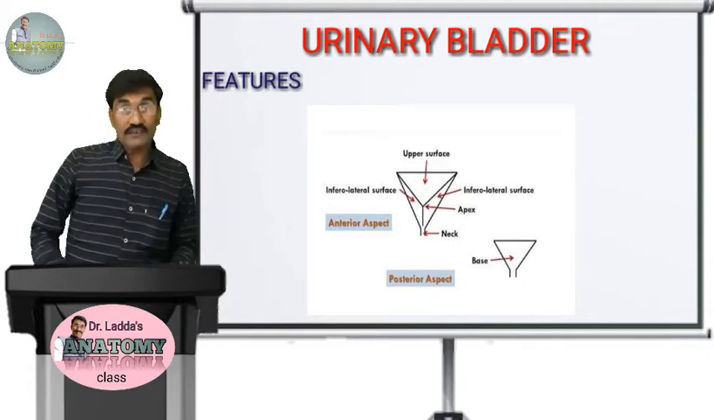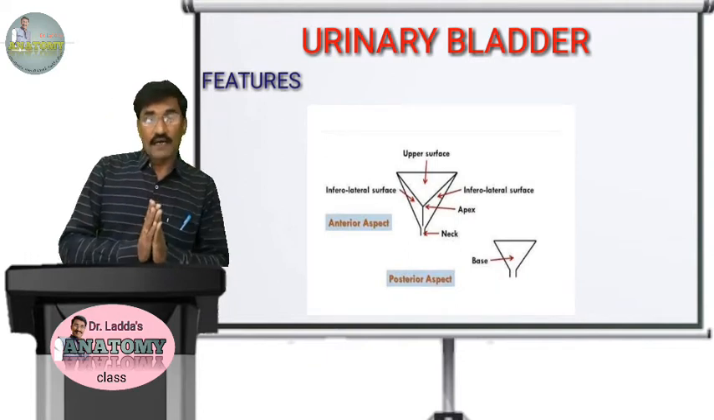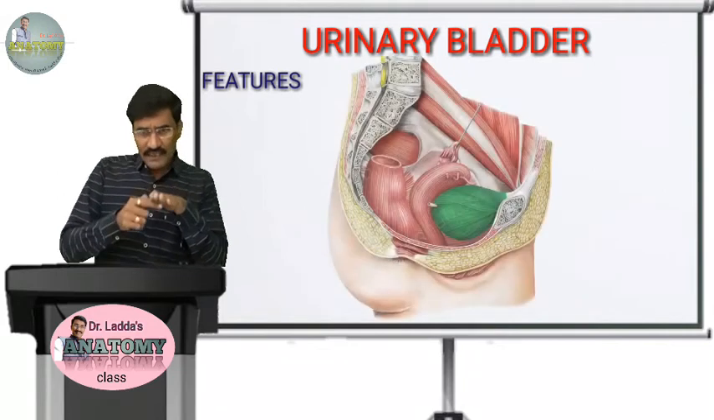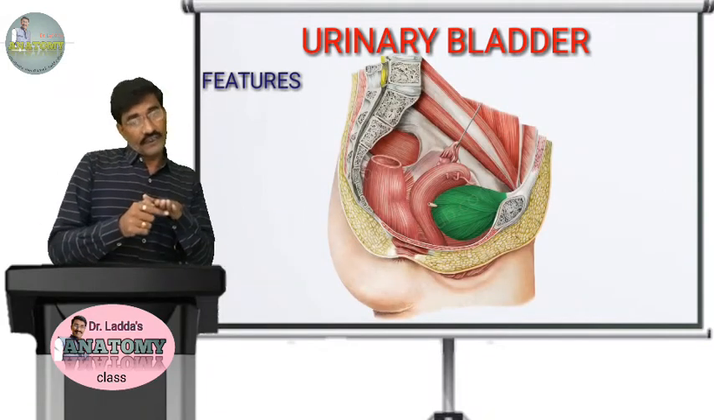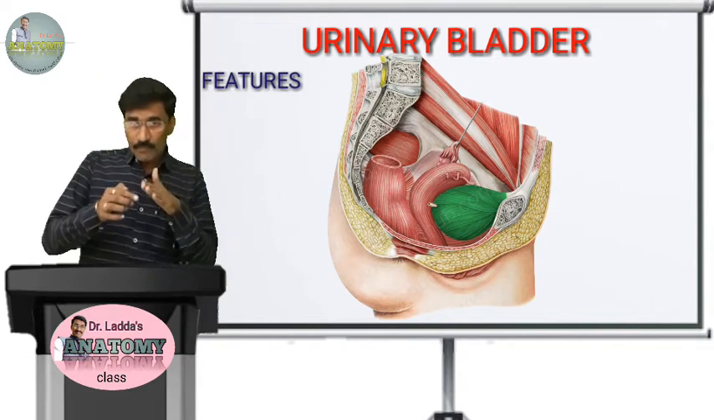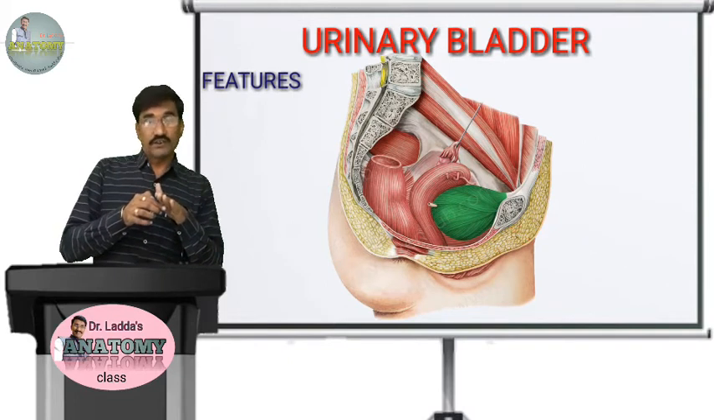It is the lowest and most fixed part of the urinary bladder. Now, what is the exact position of the neck? The neck lies 3 to 4 centimeters behind the lower part of the pubic symphysis.